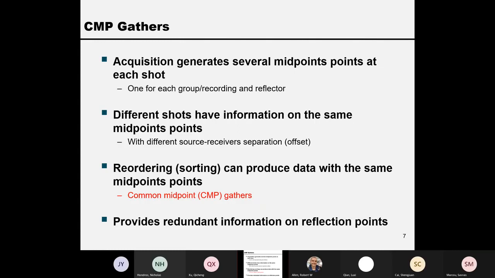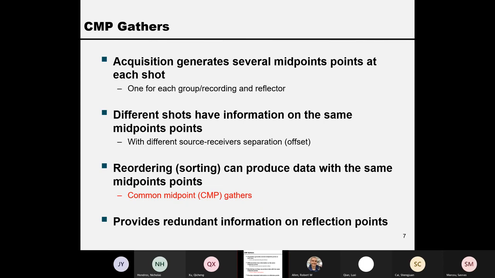Of course, for different shots, even if they are at the same midpoint, the offset, which means the source receiver distance, will be different. We will see the detail. In the field, you just do that one shot by one shot, but in the processing house, you are reordering or sorting those traces, right?